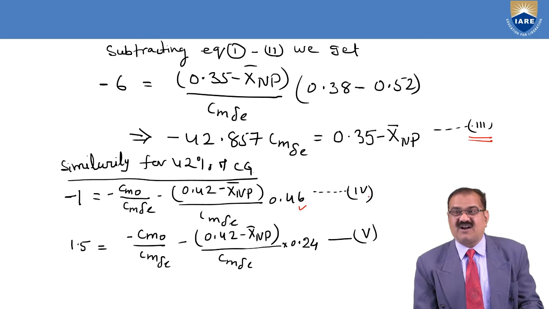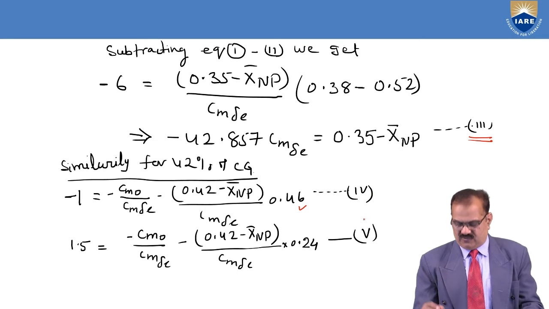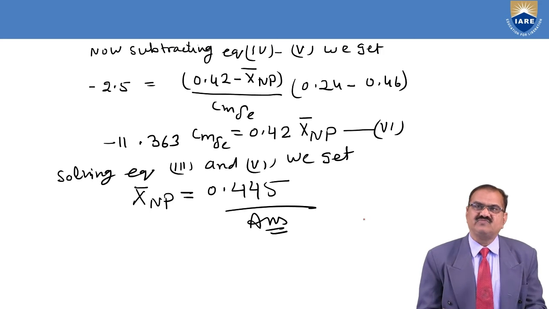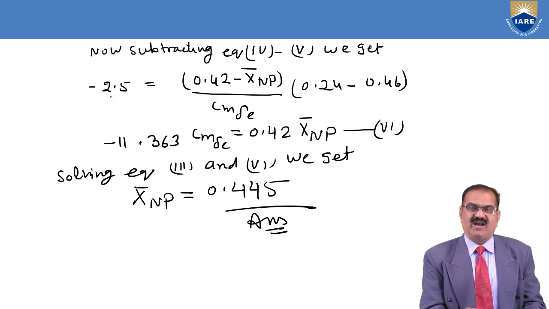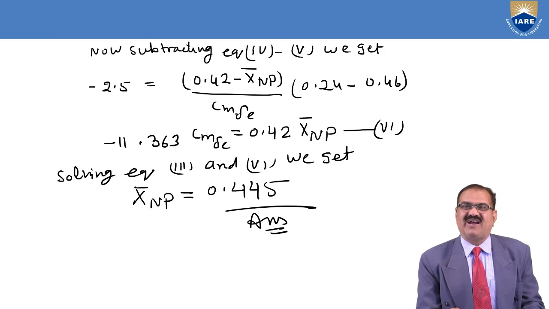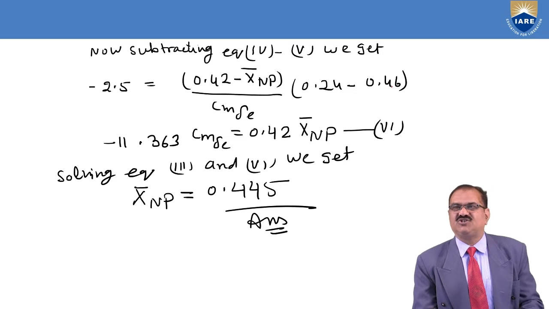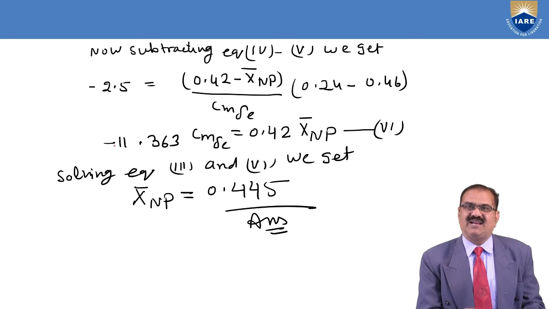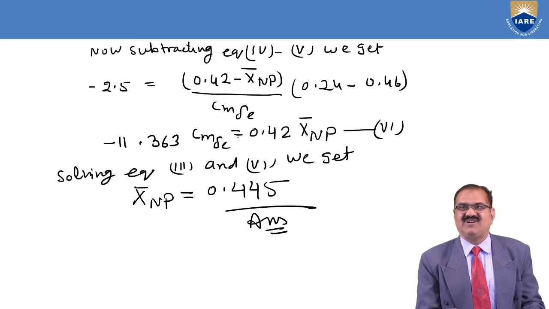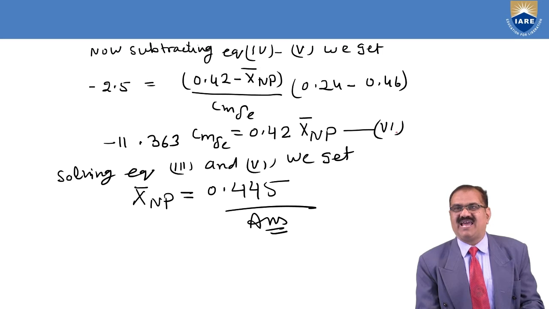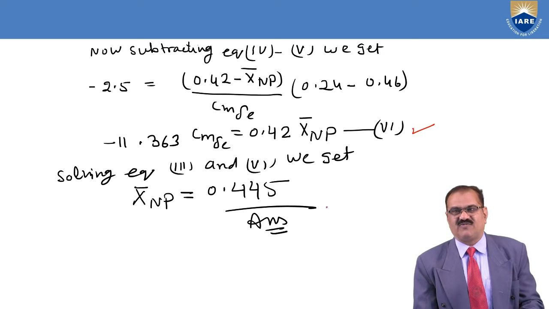Now we have to subtract equation 4 from 5. Then we will get minus 2.5 is equal to 0.42 minus XNP divided by Cm delta E, times 0.24 minus 0.46. You will get minus 11.363 Cm delta E is equal to 0.42 minus X bar NP. So this is the sixth equation.